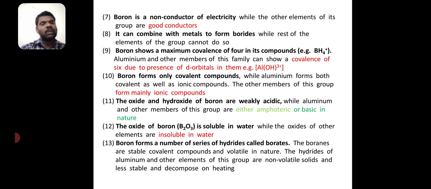Boron forms a number of series of hydrides called boranes. The boranes are stable covalent compounds of volatile nature. The hydrides of aluminum and other members of the group are non-volatile solids, less stable, and decompose on heating.